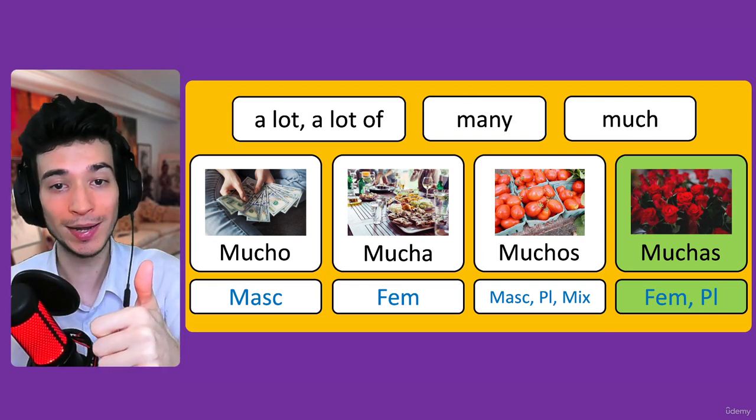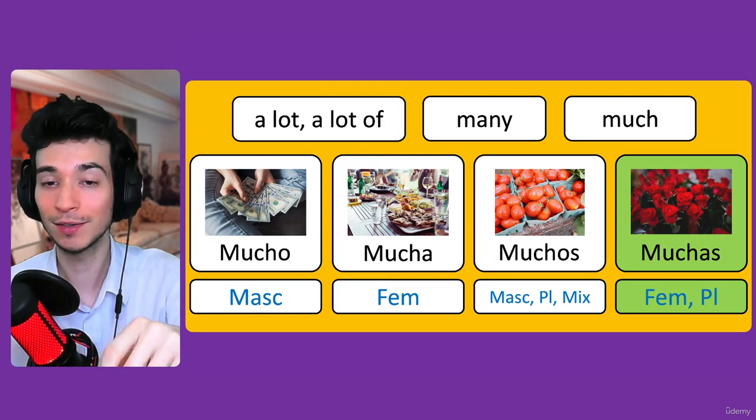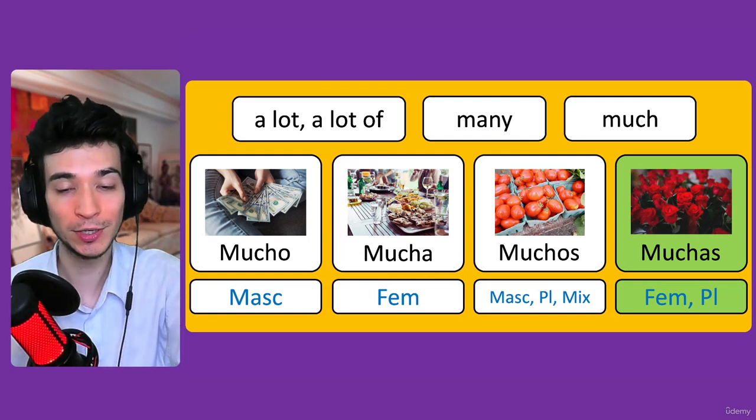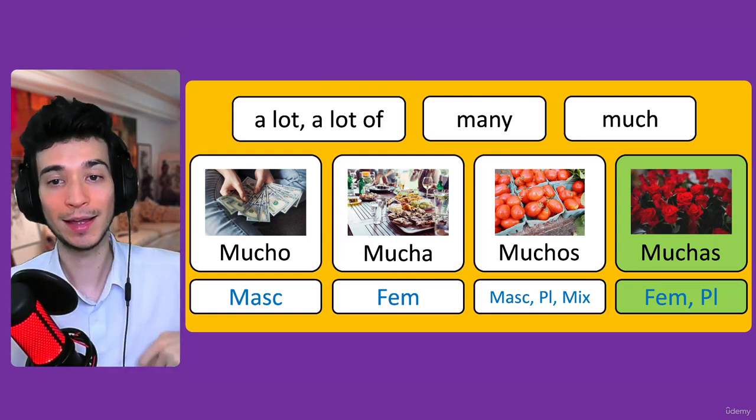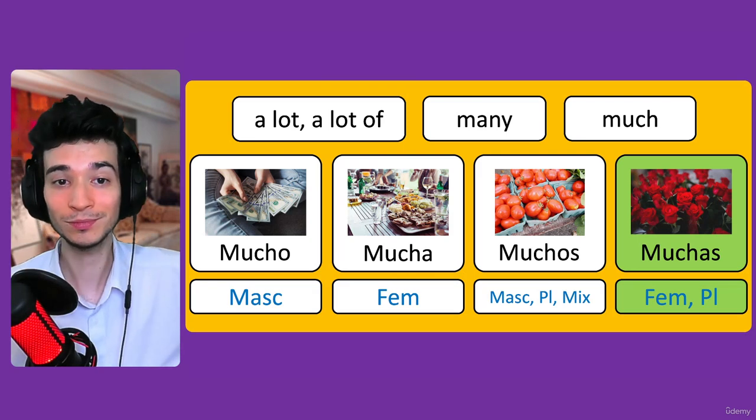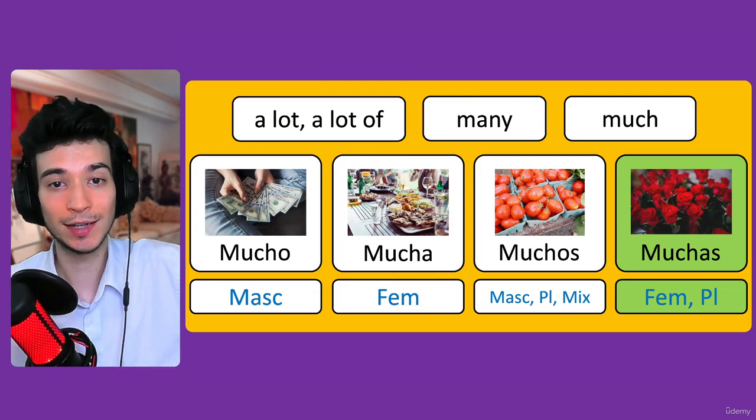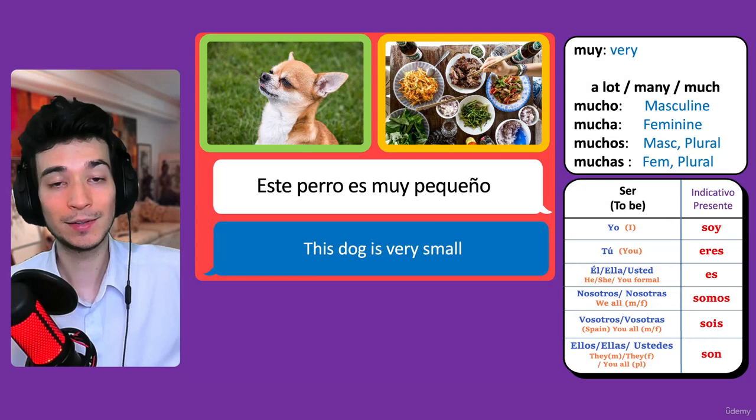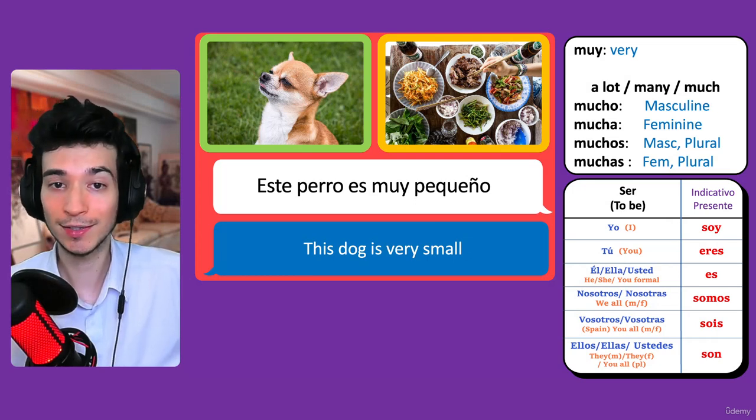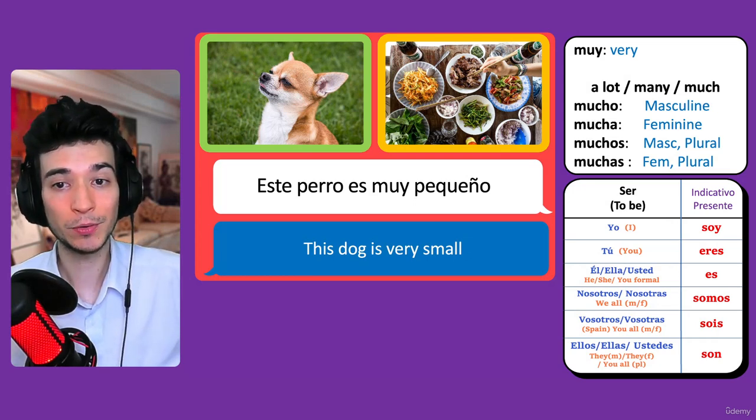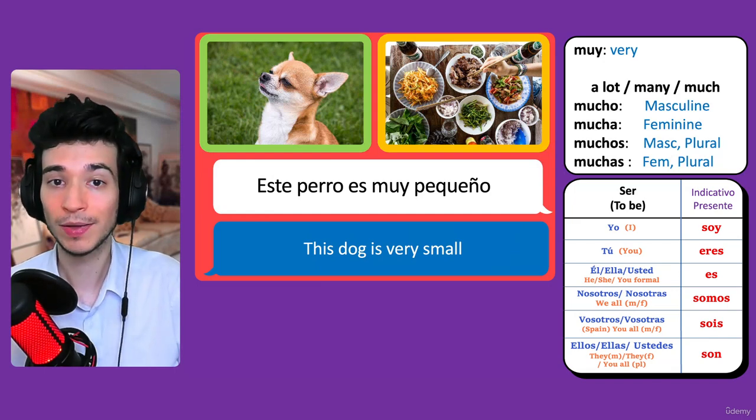So mucho for masculine, mucha for feminine, muchos for masculine or mixed plural, and muchas for feminine plural. So let's try the examples. The first example we have is: Este perro es muy pequeño. This dog is very small.